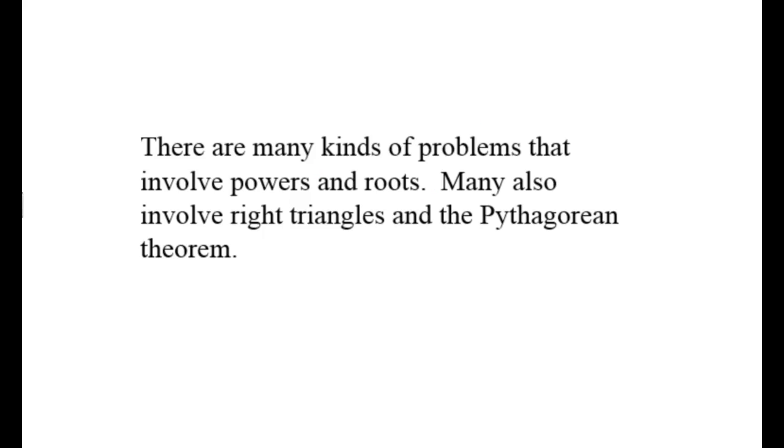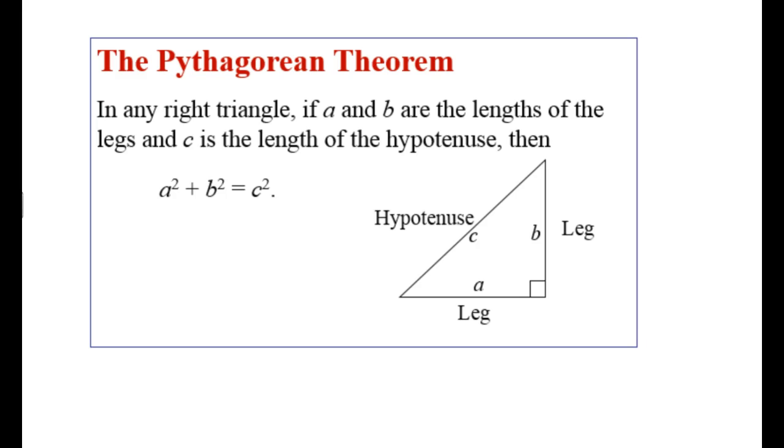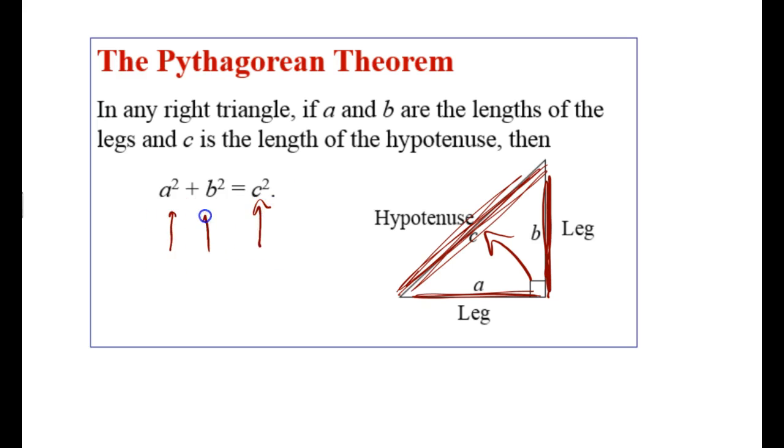So there's many different types of problems that deal with powers and taking square roots, and the Pythagorean theorem is probably one of the most common that you learn in geometry. It basically says a leg squared plus another leg squared is equal to the hypotenuse, which is always the side opposite the right angle, and it's also the longest side, c squared. So c is the longest.